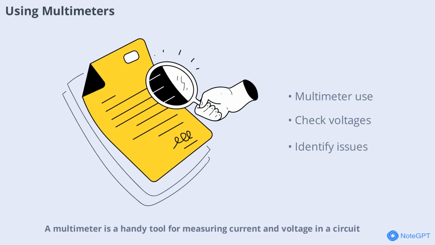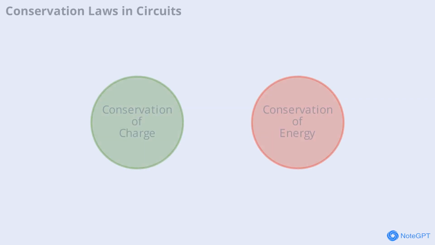A multimeter is a handy tool for measuring current and voltage in a circuit. By applying Kirchhoff's laws, you can interpret these measurements to check if your circuit is working as intended. For example, if the sum of measured voltages around a loop doesn't add up to zero, there may be a problem that needs fixing.